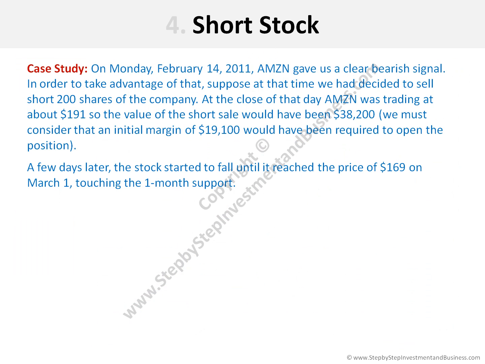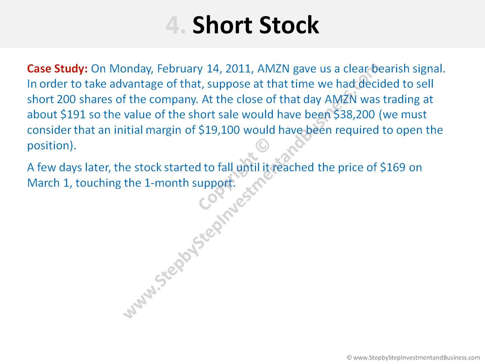As we said, on Monday, February 14, 2011, Amazon gave us a clear bearish signal. In order to take advantage of that, suppose at that time we had decided to sell short 200 shares of the company. At the close of that day, Amazon was trading at about $191, so the value of the short sale would have been $38,200. We must consider that an initial margin of $19,100 would have been required to open the position, that is, the 50% of the value of the short sale.